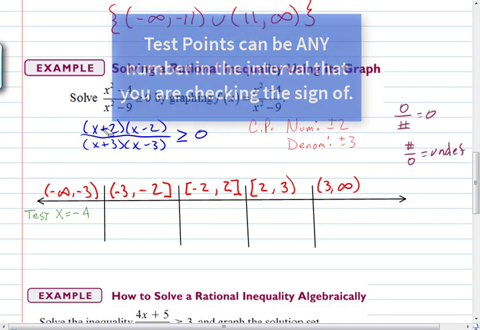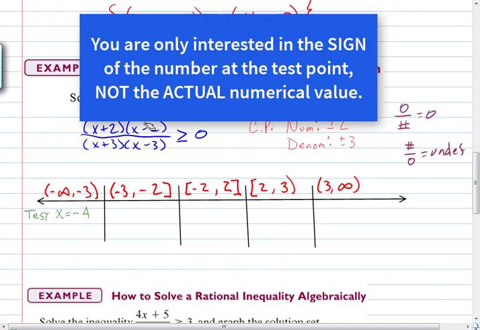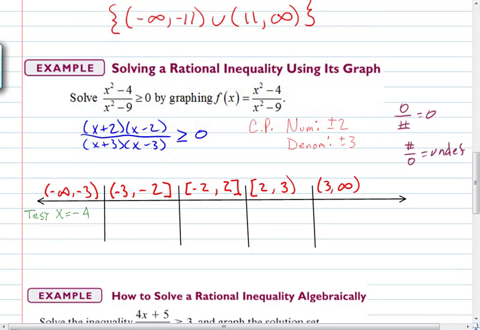-4 works. So -4, that's going to give us a negative times a negative, which is a positive, and a negative times a negative is a positive. So we have a positive over a positive. The whole thing is positive. Then we're going to test what number?